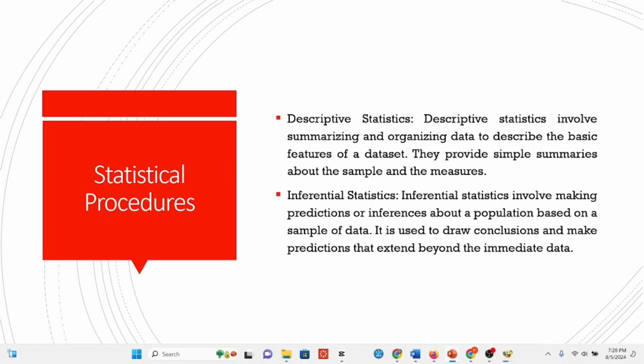Another important aspect of inferential statistics is regression analysis, which examines the relationship between variables and can be used for making predictions. For example, a business might use regression analysis to predict future sales based on advertising expenditure or economic indicators. Overall, inferential statistics enable researchers and decision-makers to generalize findings from a sample to a broader population, helping them make informed decisions and draw meaningful conclusions from their data.